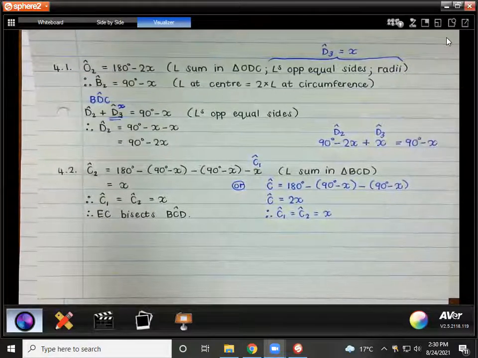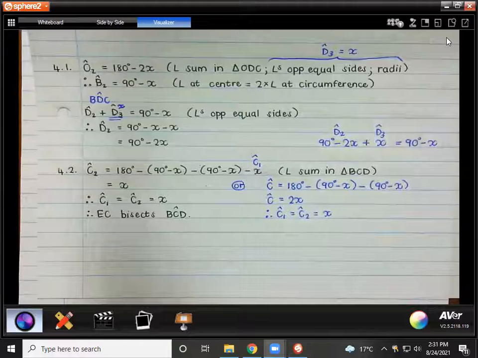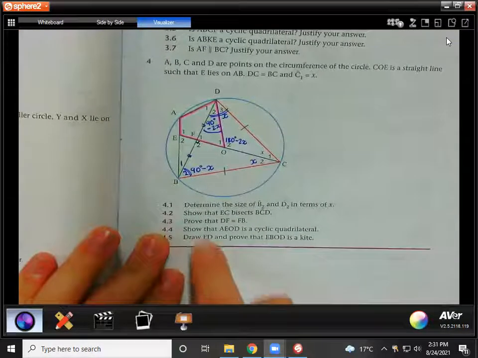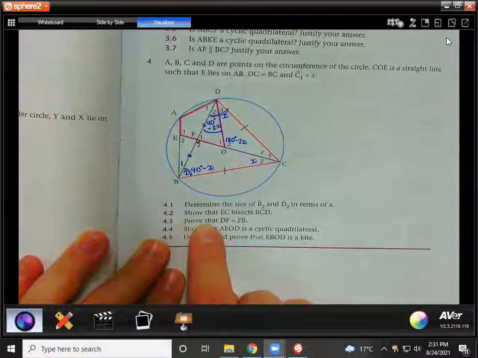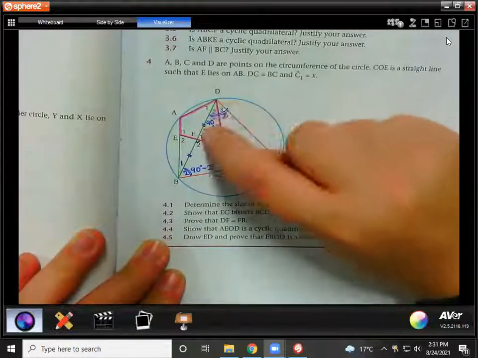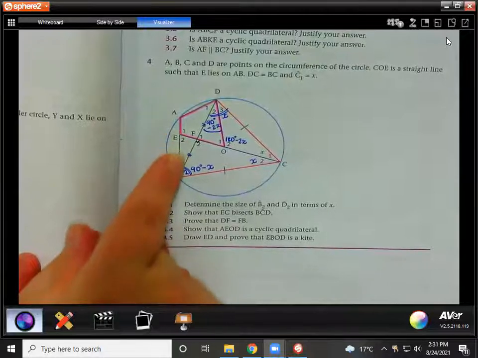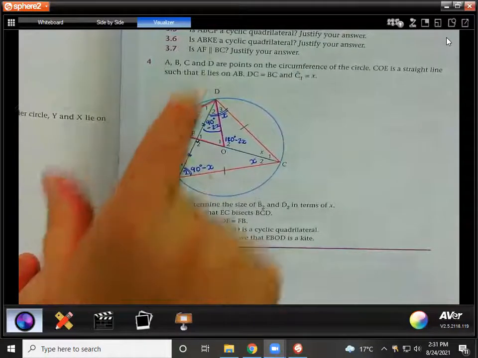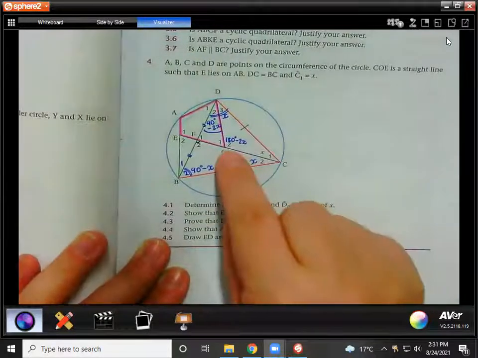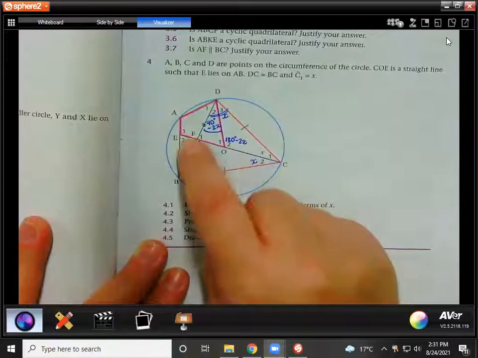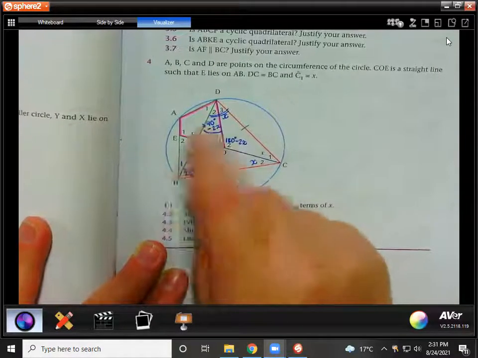4.3. Now this was a tricky one, and I don't know if you guys would have remembered how to do it because it was relying on theorem 1, which we haven't really practiced this year. They said, prove that DF, which is that line there, is equal to FB, which is that line there. Now guys, do we remember theorem 1? Theorem 1 says a line from the center of a circle perpendicular to a chord bisects that chord.